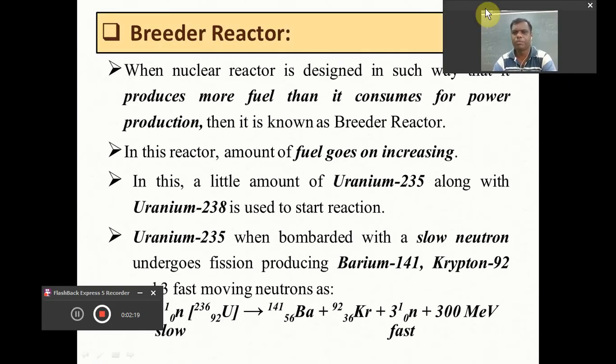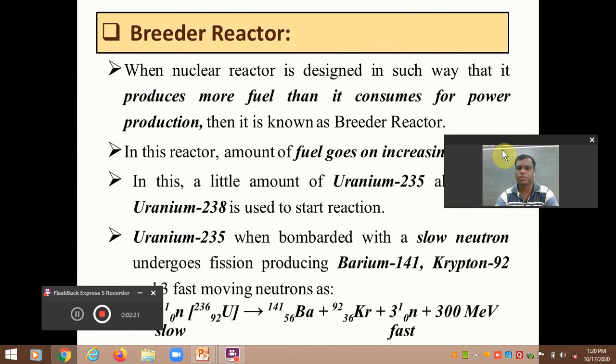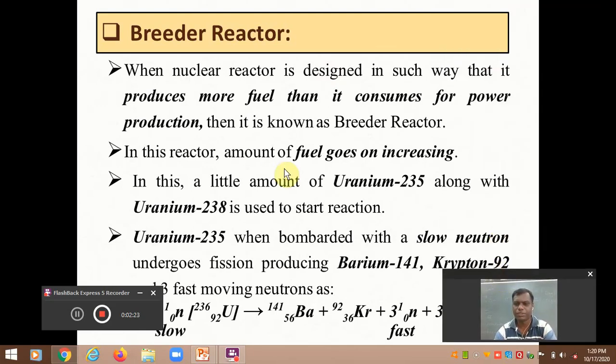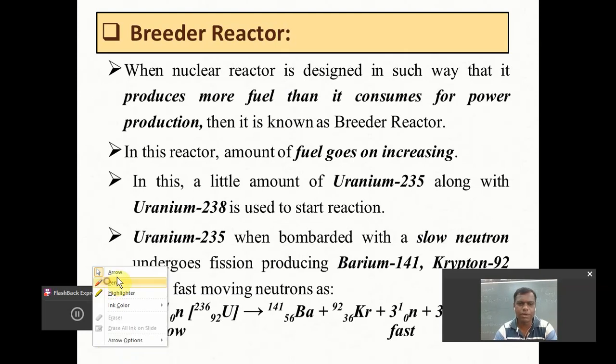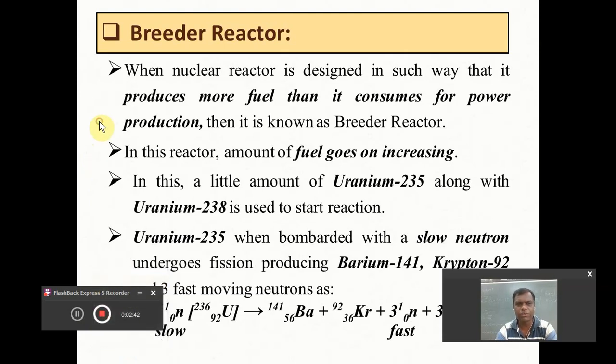If you remember the power reactor, we are using some nuclear fuel, and with the help of nuclear fission, we are getting nuclear energy, and this nuclear energy can be utilized to obtain electric power. But for that purpose, definitely we have to provide some amount of nuclear fuel, and this nuclear fuel later on is used to obtain the nuclear energy, and that will convert into electric power.